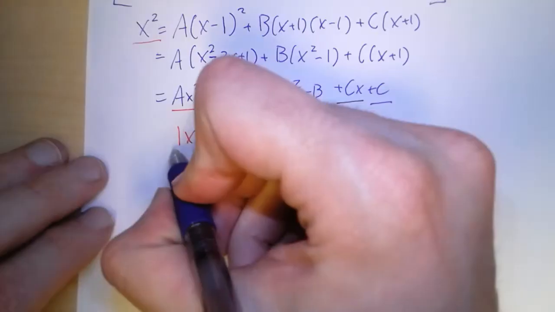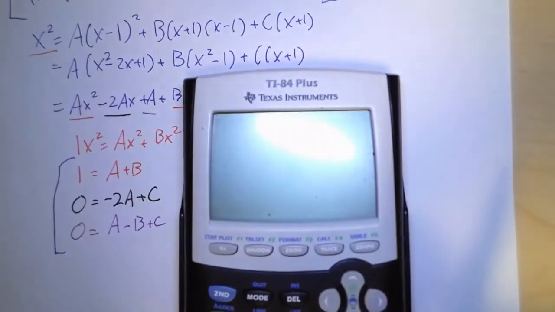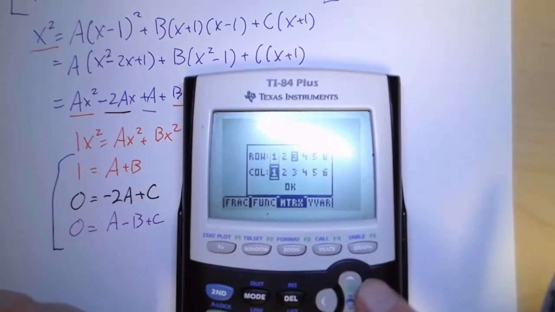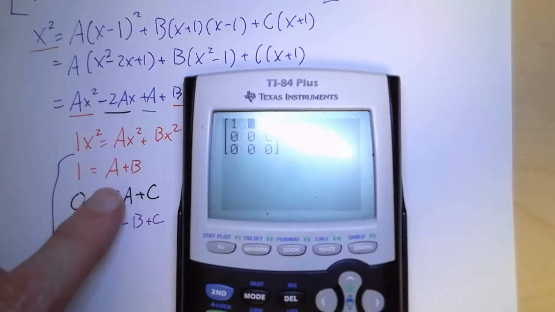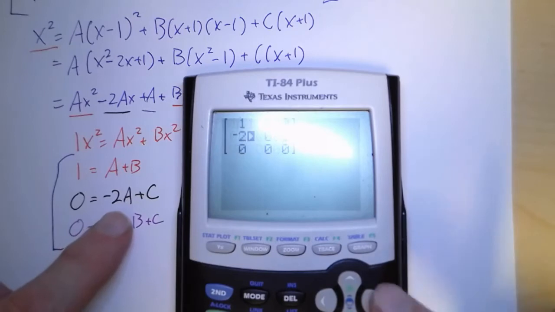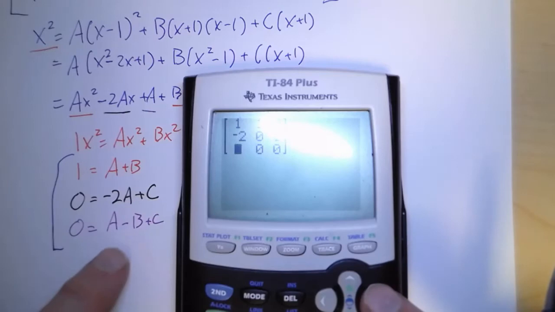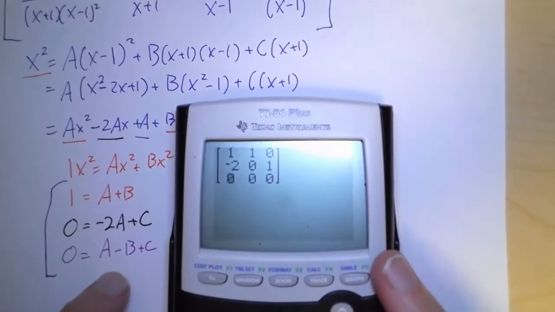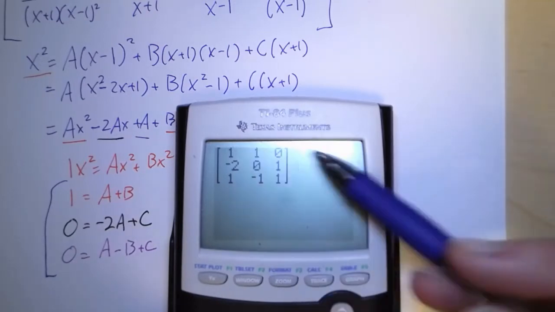So these are the three equations we need to solve. Now we're going to use a matrix on our calculator to solve this. So I'm going to need a 3 by 3 matrix first, and I need the coefficients. So a is 1, b is 1, there is no c, so we leave that as 0. For the second equation, we have negative 2 for a, nothing for b, and 1 for c. And then for this third equation, we have 1 for a, negative 1 for b, and then positive 1 for c. So there's our coefficient matrix.